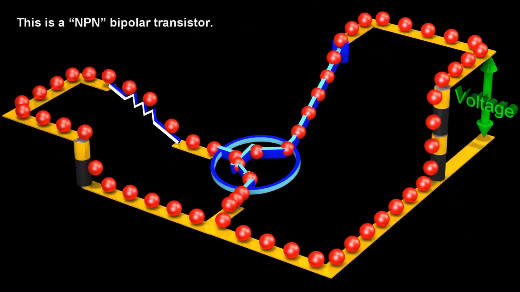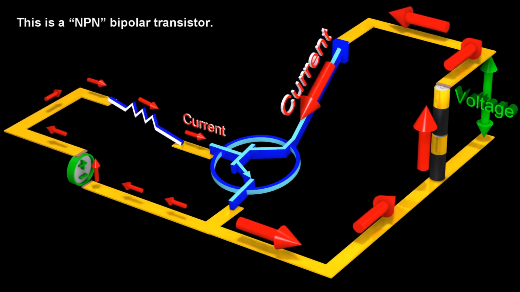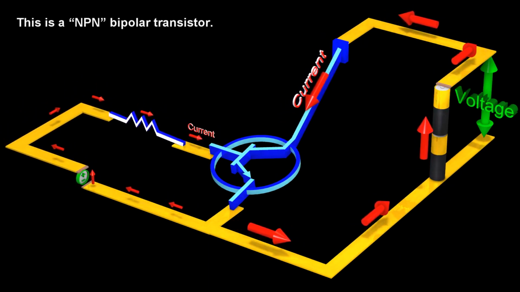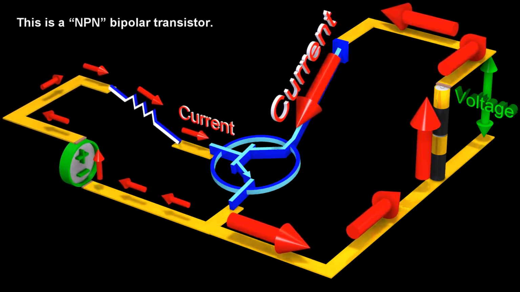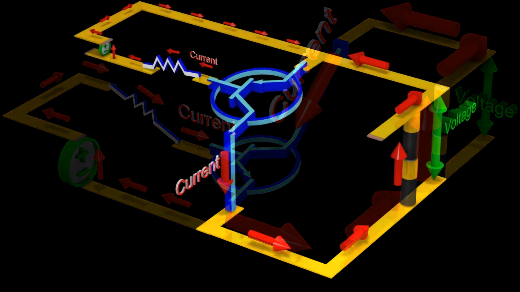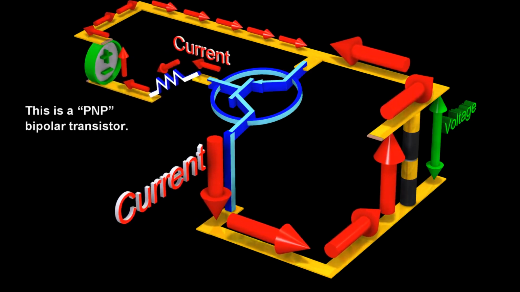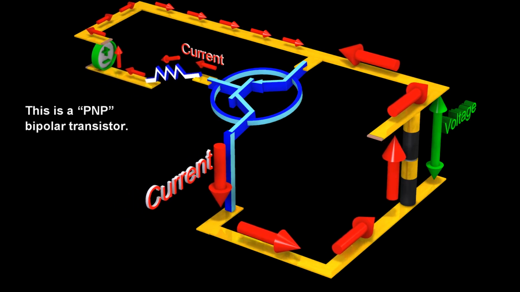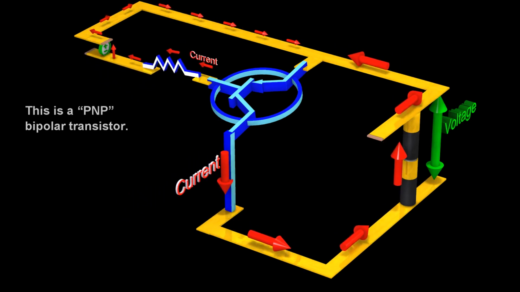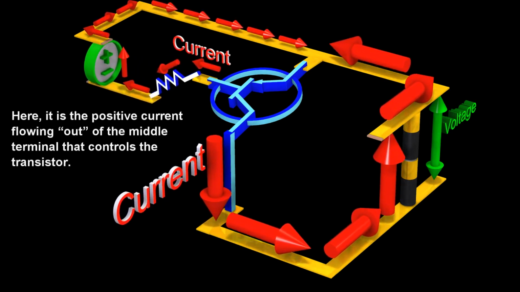This is a NPN bipolar transistor. This is a PNP bipolar transistor. Here, it's the positive current flowing out of the middle terminal that controls the transistor.